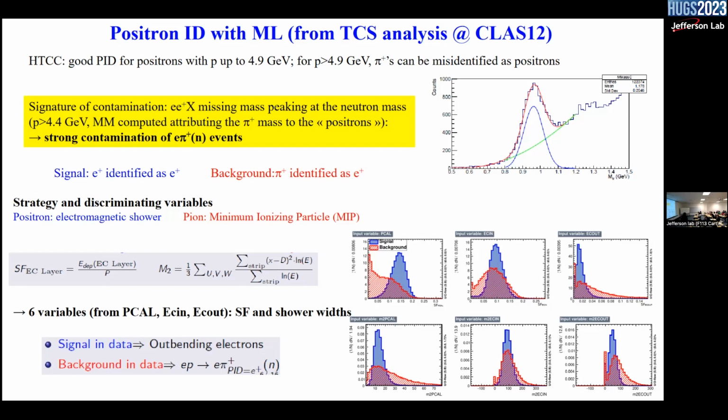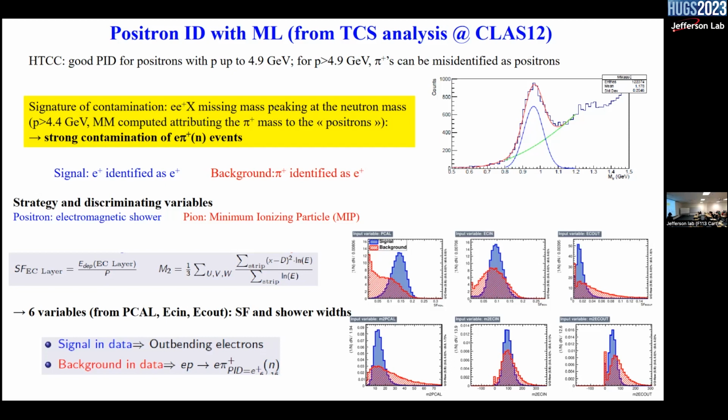And so we had to find a way to separate our signal, that is the positrons that are really identified as positrons, from the background, that is pi pluses that are identified as positrons. So we use the fact that the particles have different behaviors in the detector. The positron produces an electromagnetic shower. The pion is a MIP. Then we looked at different sets of variables from different subdetectors: the sampling fraction of the calorimeter that I mentioned before, and the shape, which is a complicated definition of a variable that defines the shape of the shower.